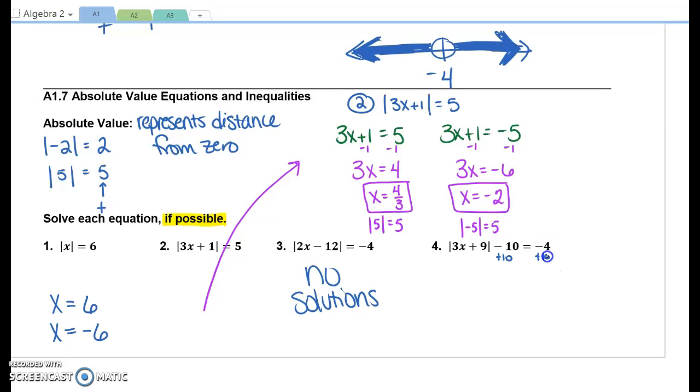Plus 10. So the absolute value of 3x plus 9 is going to equal 6. What two equations would we set up to solve this? 3x plus 9 equals 6, and 3x plus 9 equals negative 6. Do you all feel fairly confident that you could solve both of those equations and get the two solutions? All right, moving on then.